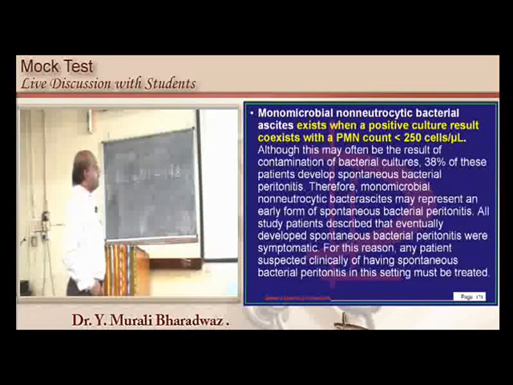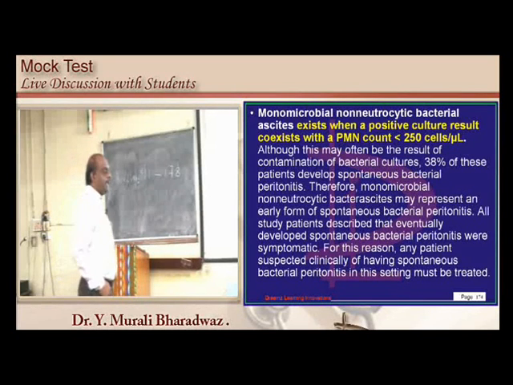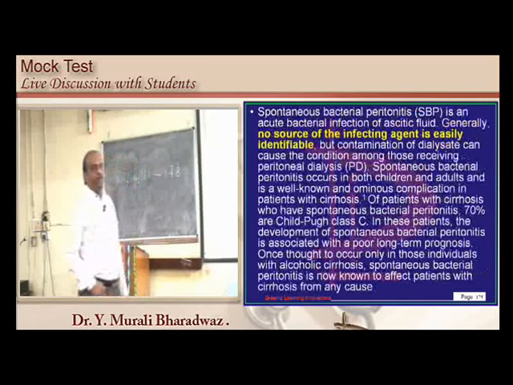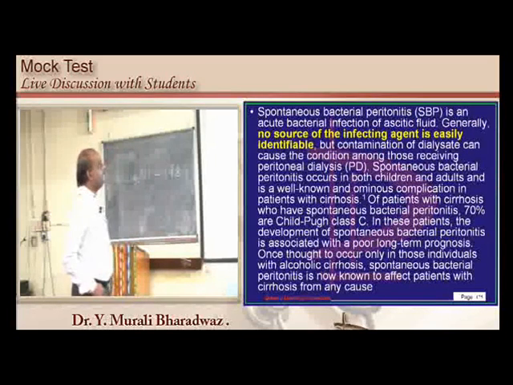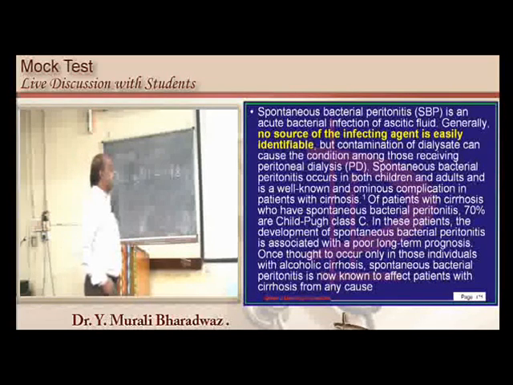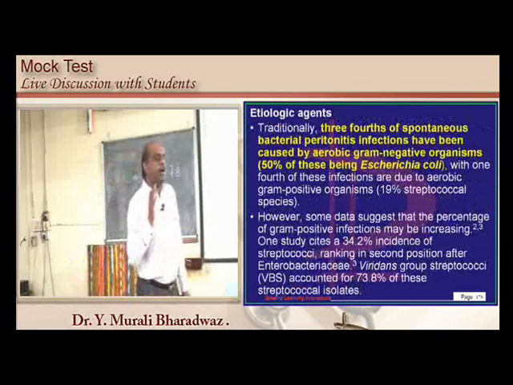Then if the positive culture results coexist, even if they are coexisting, if the PMN count is less than 250, you call it monomicrobial non-neutrocytic bacterial ascites. That's how we basically define. So ascitic fluid neutrophil count greater than 250 per cubic millimeter is definitely a true definition of spontaneous bacterial peritonitis. Then why do you call it spontaneous?